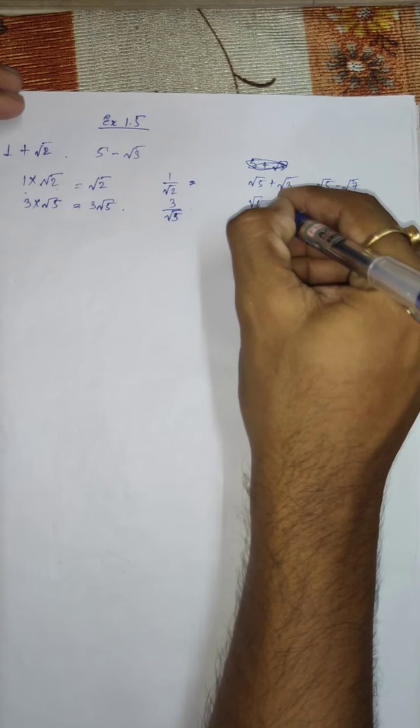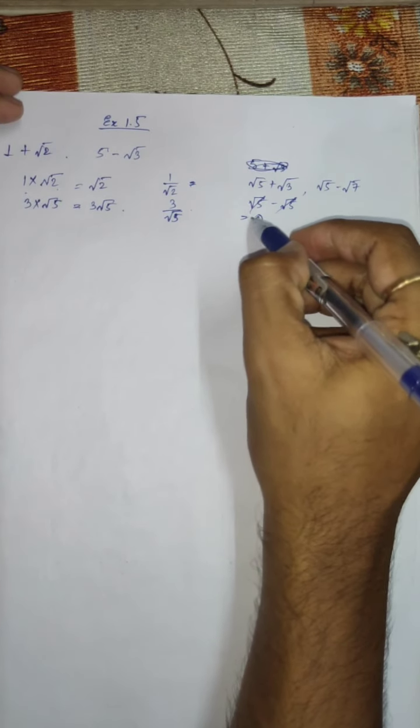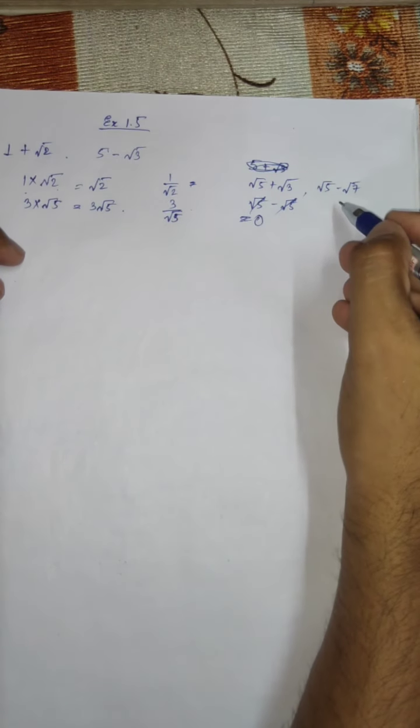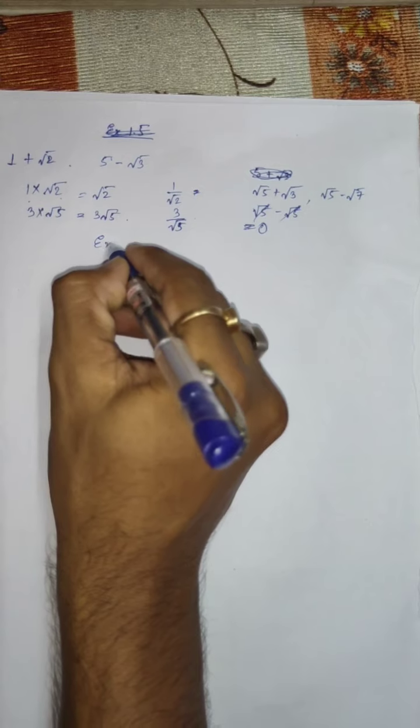But if I write root 5 minus root 5, then the result is 0. So this is not an irrational. This becomes a rational number. So in the third point, I have mentioned that if we add, subtract, multiply or divide two irrationals, the result may be rational or irrational. This way we can see the operations of the real numbers. Now with these facts we shall start exercise 1.5 from here.